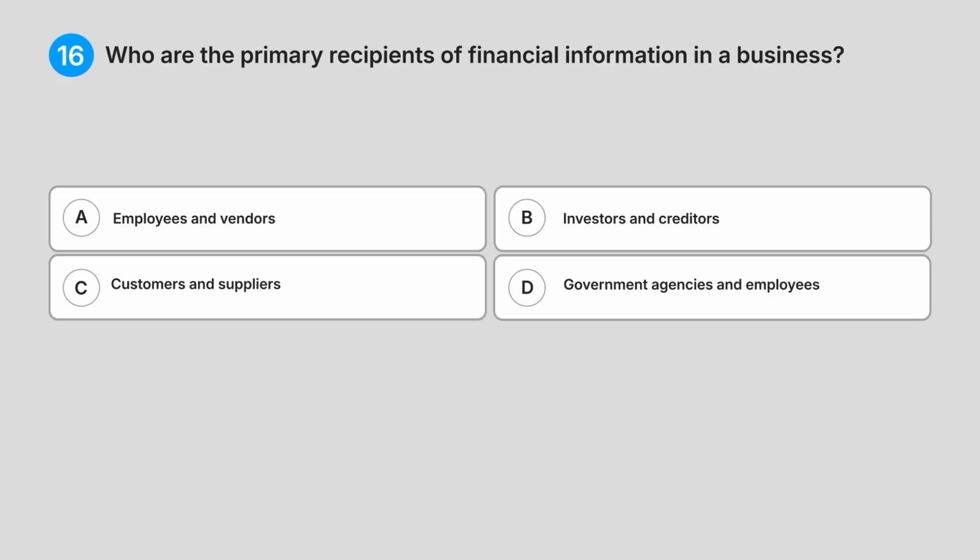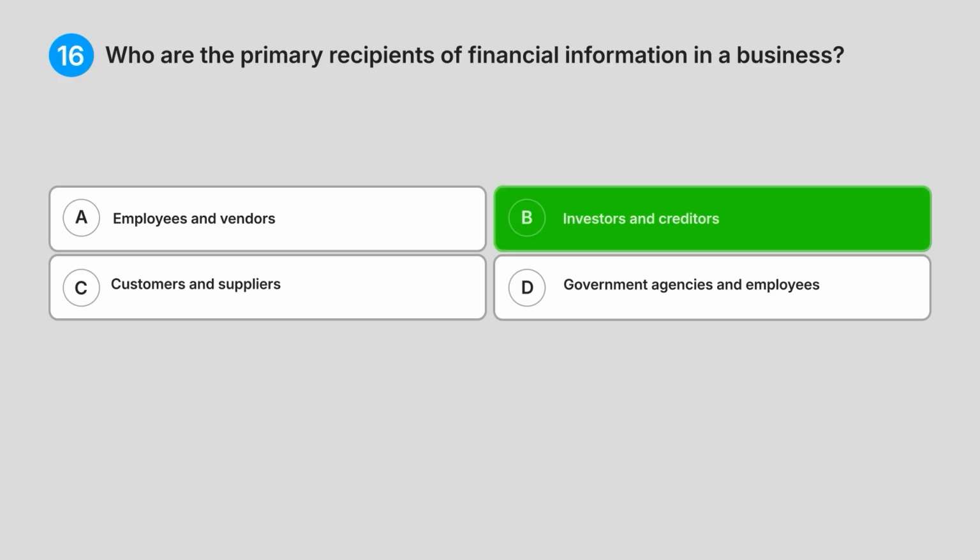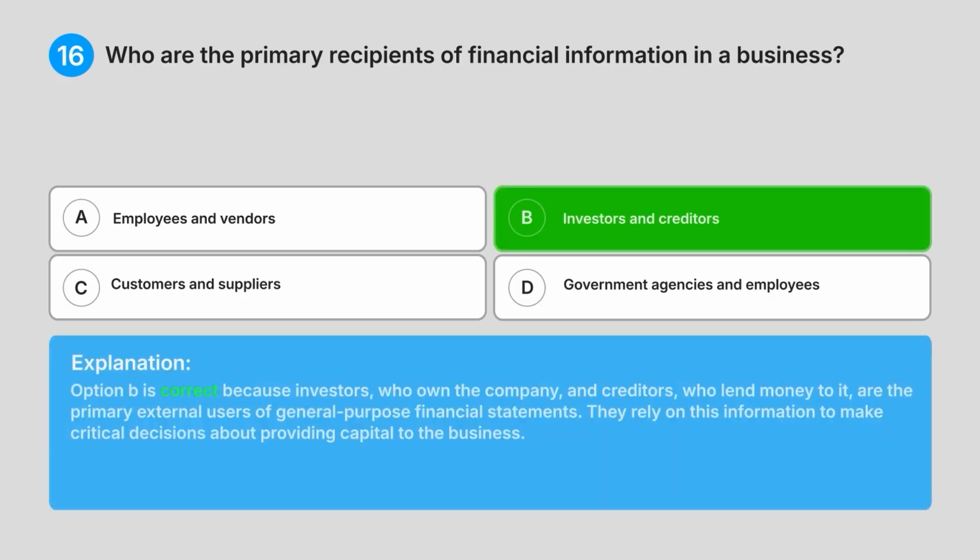Correct answer, B. Investors and creditors. Explanation: Option B is correct because investors who own the company and creditors who lend money to it are the primary external users of general-purpose financial statements. They rely on this information to make critical decisions about providing capital to the business.